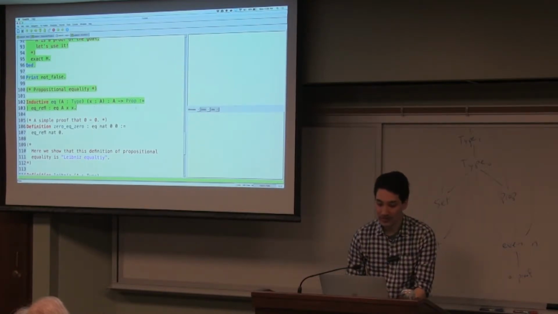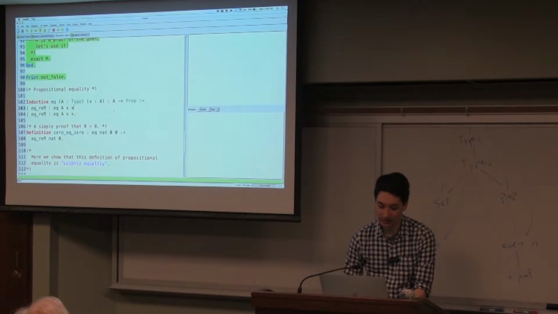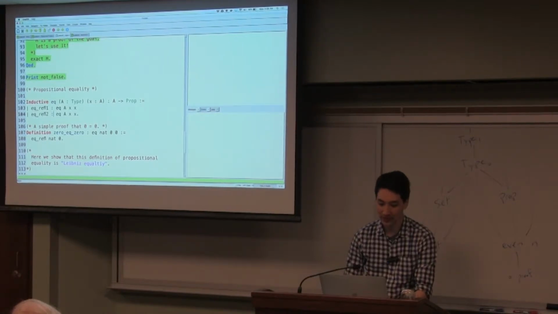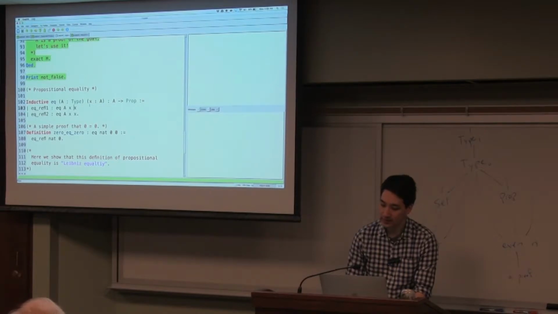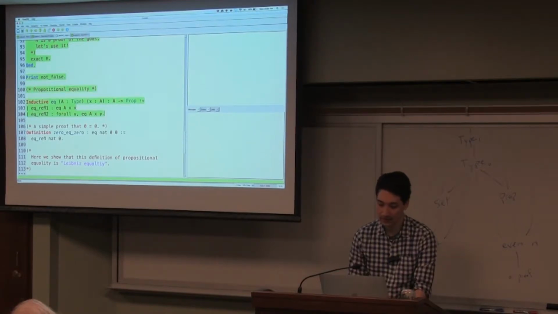So imagine, I'm going to duplicate this constructor. Say this is 1, these ligatures are hard to type with. Now I can do, for all y, can I do that? Aha.